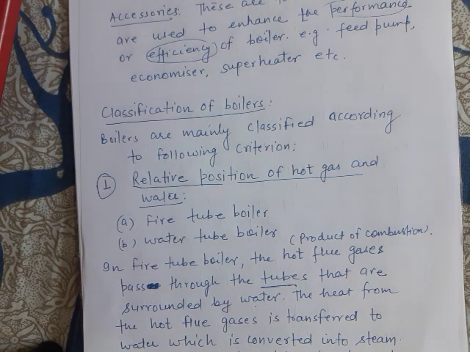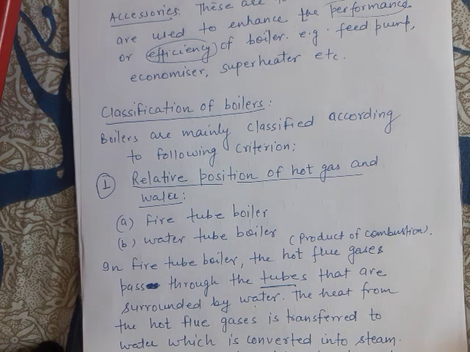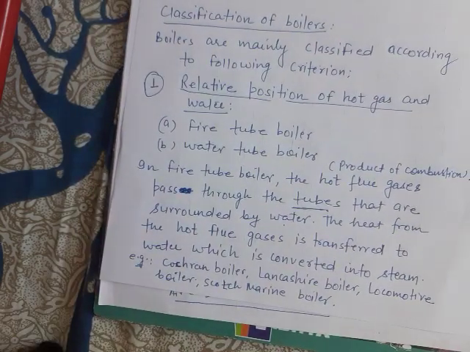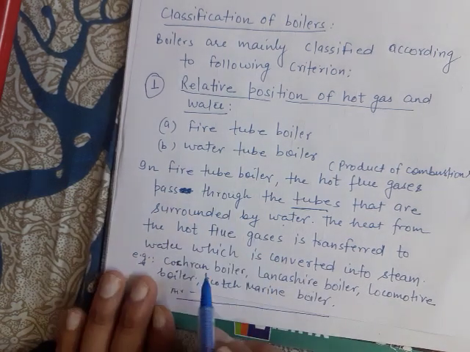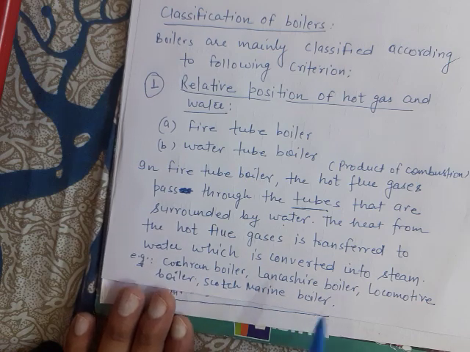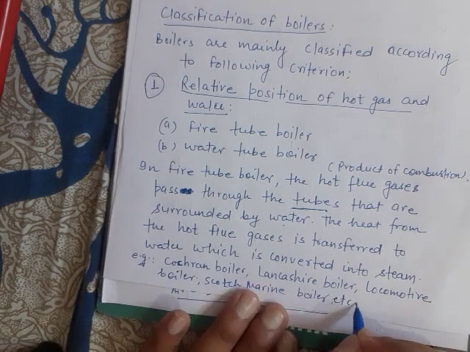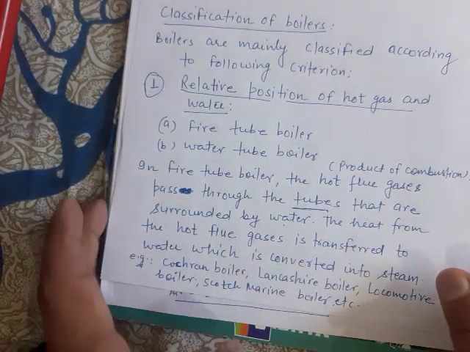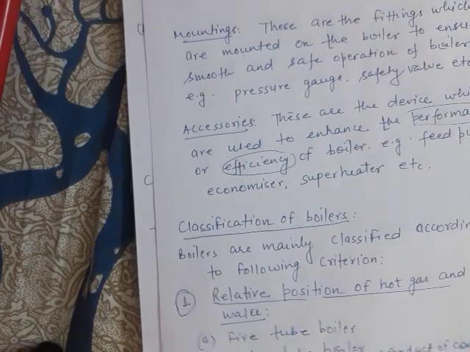So in a fire tube boiler, the hot flue gases flow through the tubes, and water is there outside the tubes inside the shell. The heat from the hot flue gases is transferred to the water, which is converted into steam. The examples of the fire tube boiler are Cochran boiler, Lancashire boiler, locomotive boiler, Scotch marine boiler, etc. I think you have understood the meaning of fire tube boiler. I will clear it with the help of a diagram. Please note in the next paper.